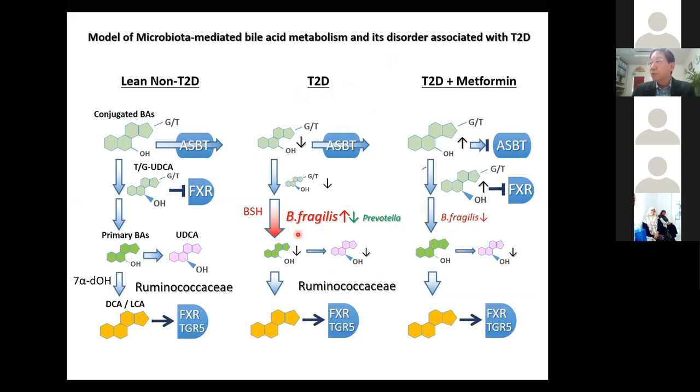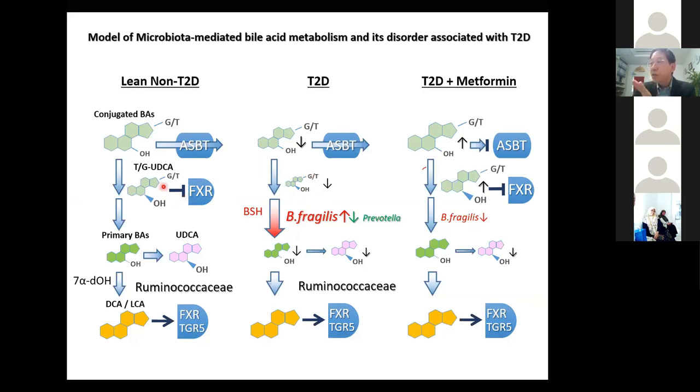there is overgrowth of Bacteroides fragilis, and Bacteroides fragilis has a very high activity for the deconjugation. So actually, a part of the conjugated bile acid must remain here. But in T2D patients with high Bacteroides fragilis having bile salt hydrolase activity, the conjugated bile acid is depleted, okay, and there is no more conjugated bile acid.